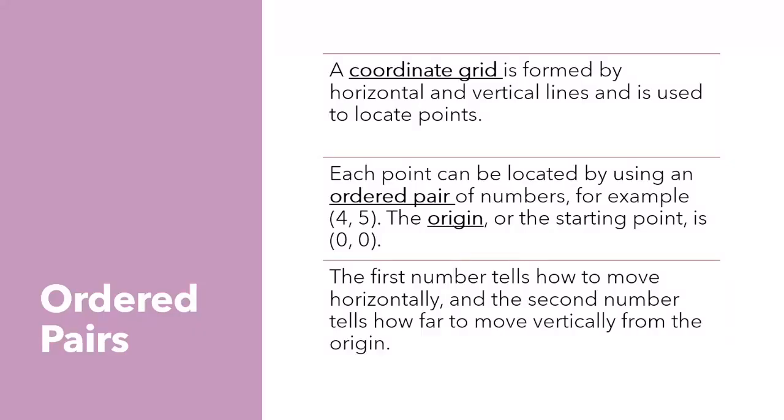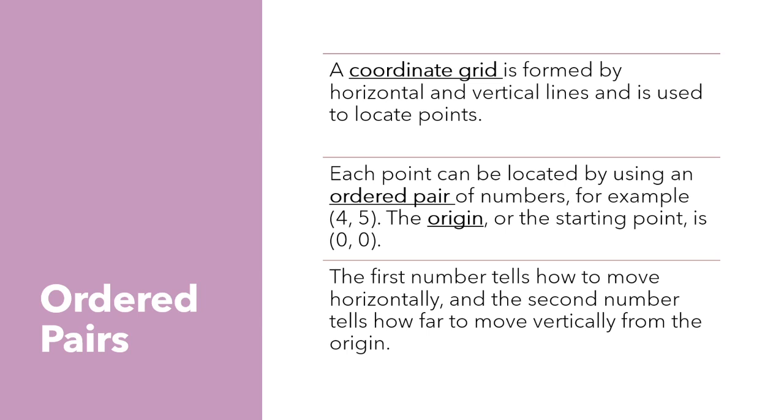A coordinate grid is formed by horizontal and vertical lines and is used to locate points, and we'll look at what that actually looks like here in a minute. Each point can be located by using an ordered pair of numbers. For example, 4, 5 might be a point. The origin is the starting point, 0, 0, and we just refer to that as the origin. The first number in an ordered pair will tell us how far to move horizontally, and the second number is going to tell us how far to move vertically from the origin.